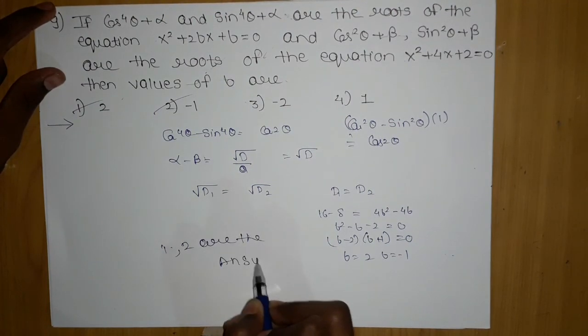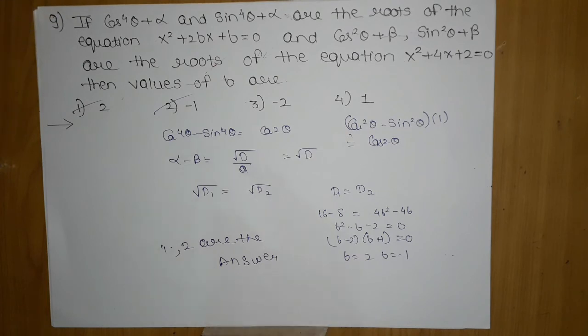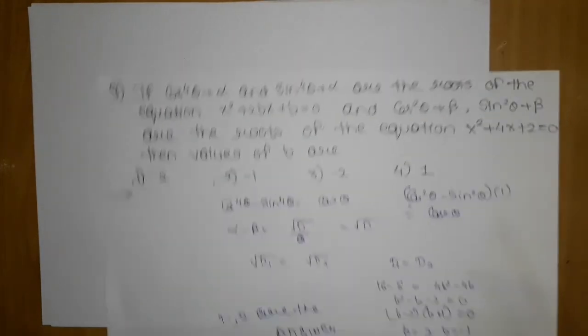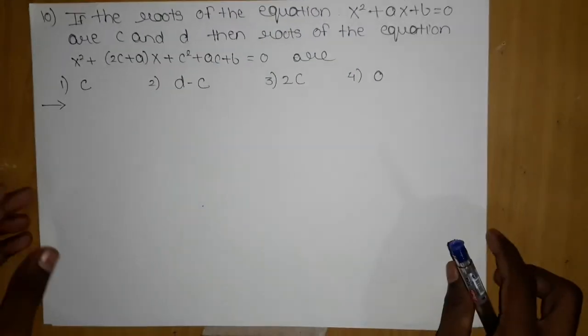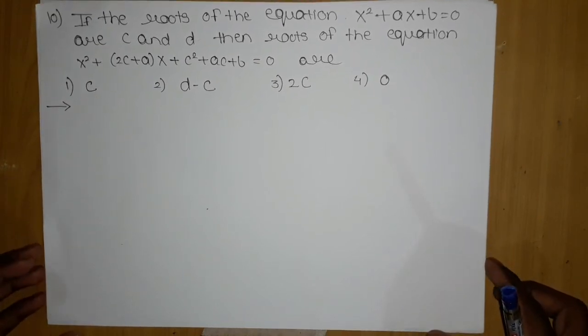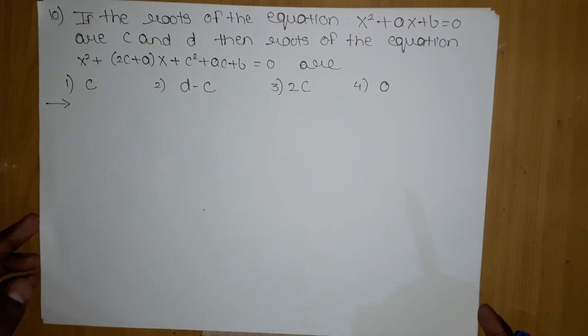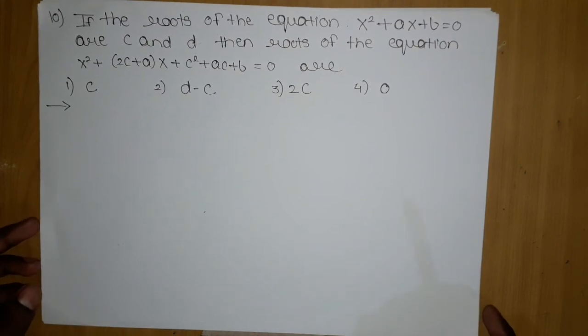Okay guys, this problem was quite easy if you know the concept that cos^4 theta minus sin^4 theta is equal to cos 2 theta, which is just a little modification of the cos 2 theta formula. And we are moving towards the last question of this video, which is question number 10. Although I can take extra questions, I want to make the video short, so I will wrap up this video with this last question.